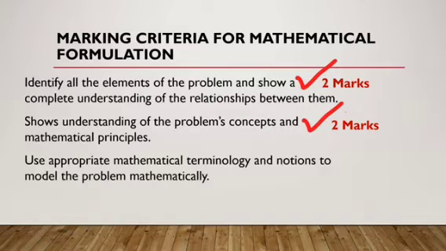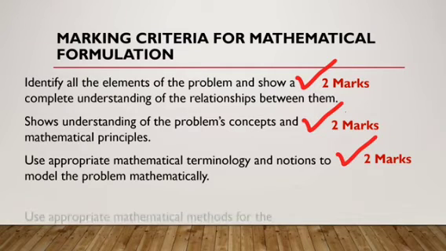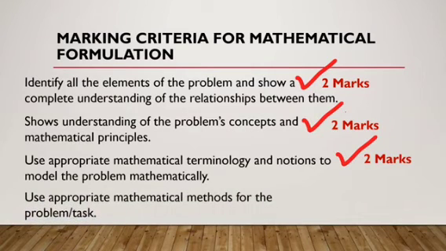If you used appropriate terminology and notations to model the problem mathematically, then you would have gotten 2 marks. Also, if you used appropriate mathematical methods for the problem or task, then you would be allocated another 2 marks. This would give us a total of 8 marks.